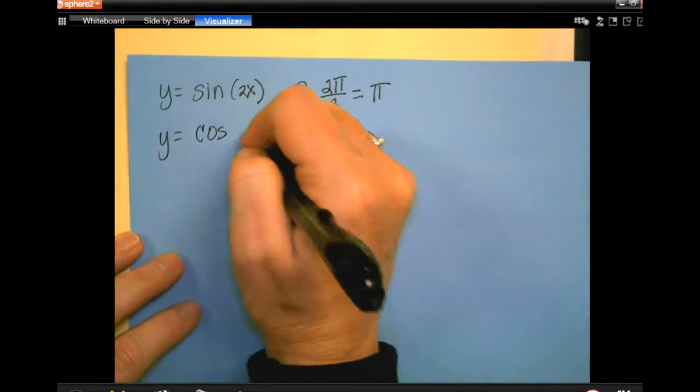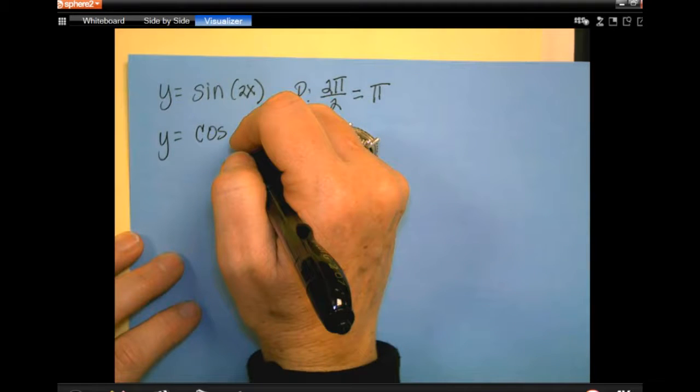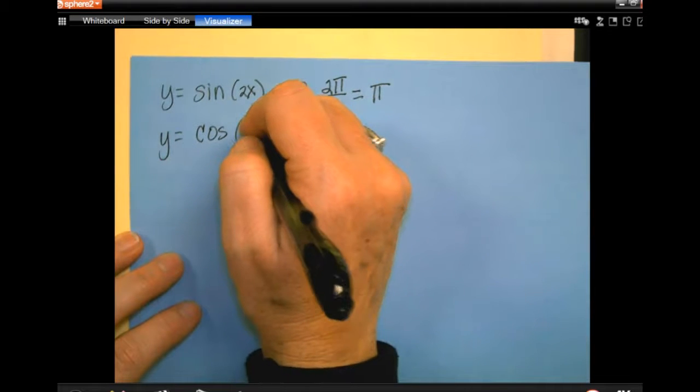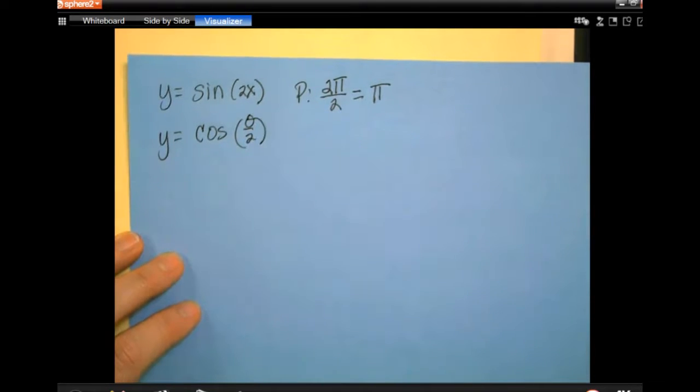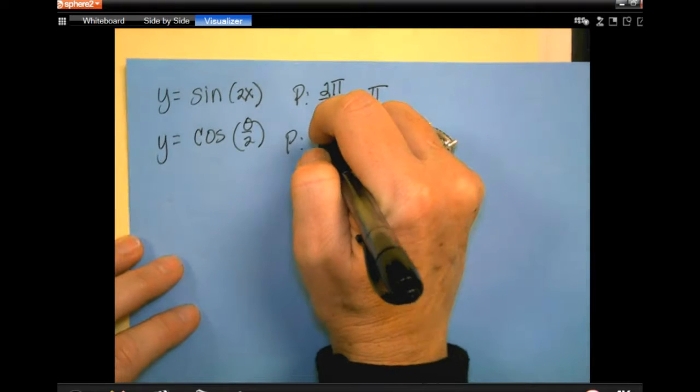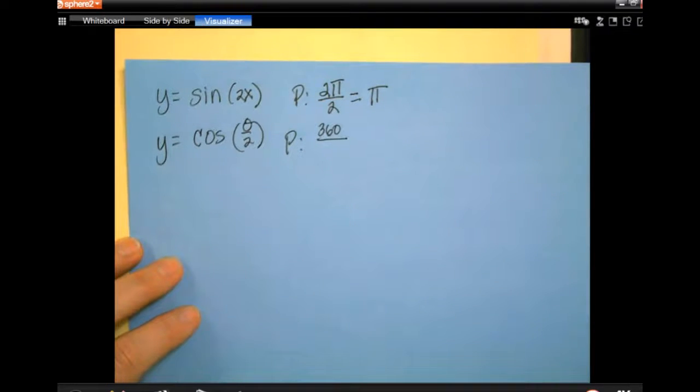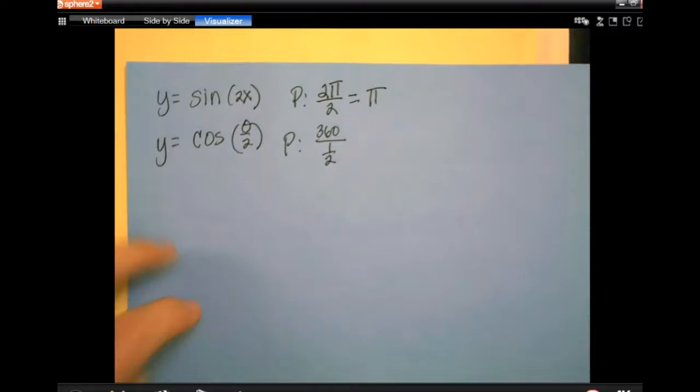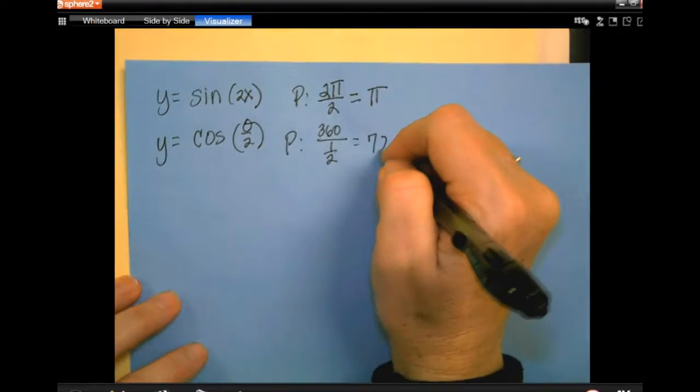Is that where it's like coefficient of theta or x? Okay. So this time I have the cosine of theta over 2. So this time it's in degrees. So it's 360. And what do I divide by this time? 2. I divide by half, right? Because it's 1/2 times theta. So then I take the 1/2 and flip, and this becomes 720.